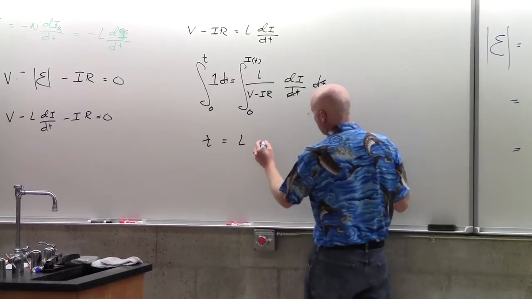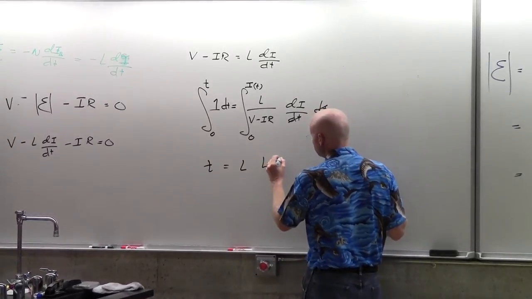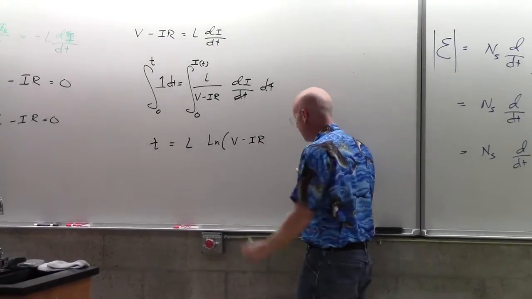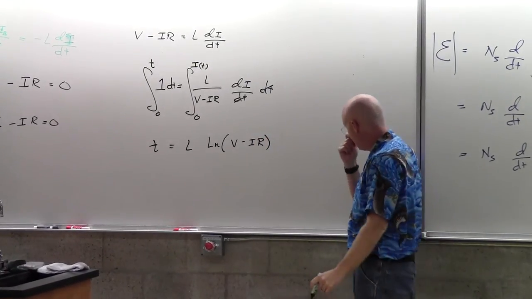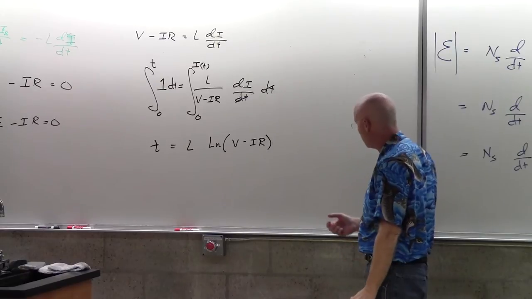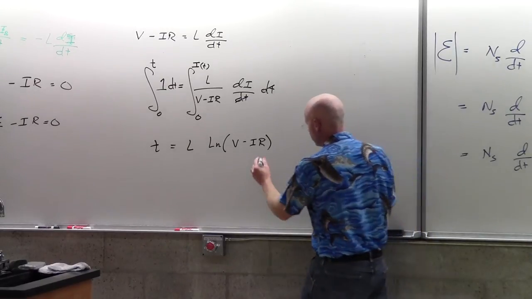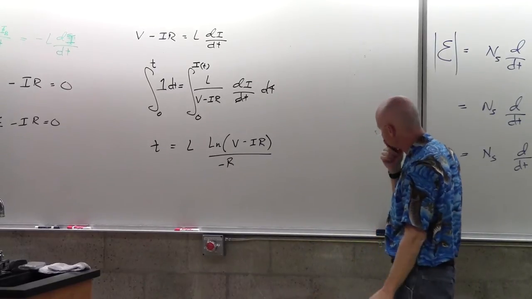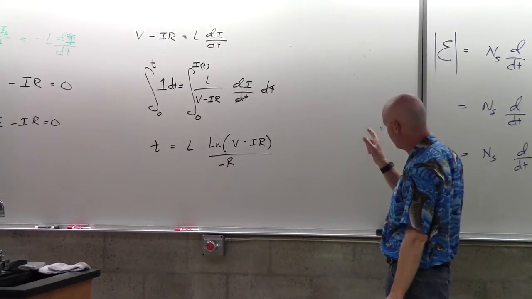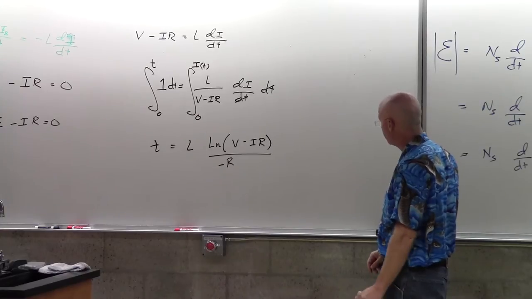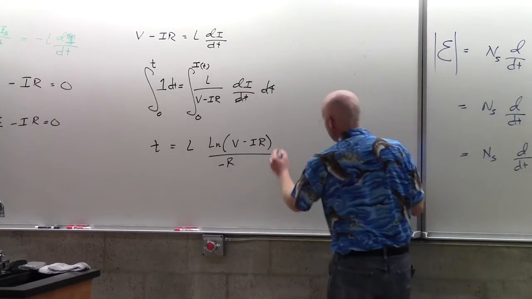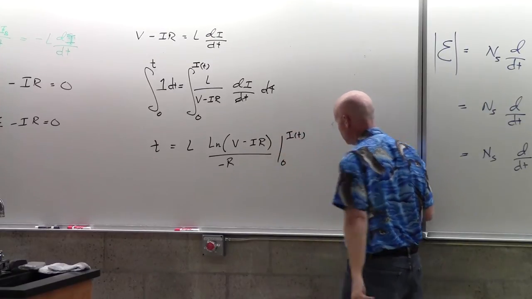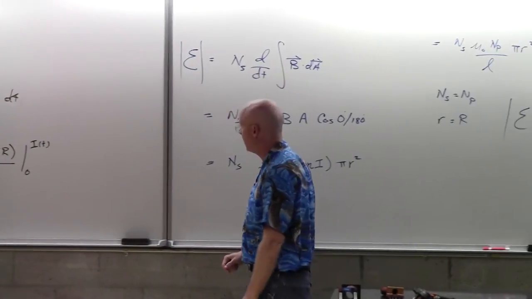Then when I have the integral, I get V over IR, natural log. There should be a chain rule here. Should be negative R, is that right? Chain rule would put a negative R, yeah. Okay. Evaluated from 0 to some current later in time.